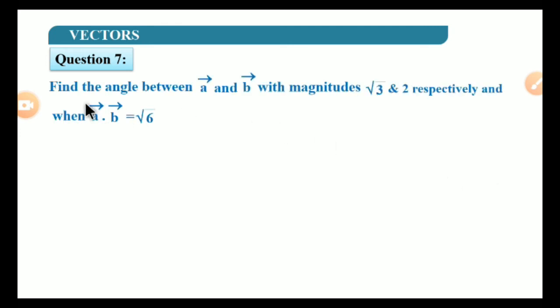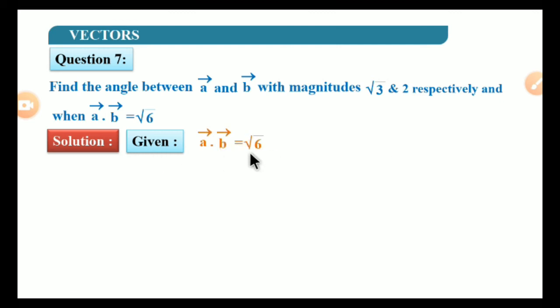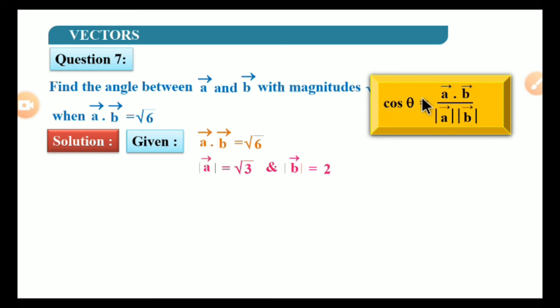Now question number 7. Find the angle between the vectors A and B with magnitudes square root of 3 and 2 respectively, and when A dot B is equal to square root of 6. Now for the solution, given A dot B is equal to square root of 6 and magnitude of A is equal to square root of 3 and magnitude of B is equal to 2. Now consider the formula cos theta is equal to A dot B divided by magnitude of A into magnitude of B.